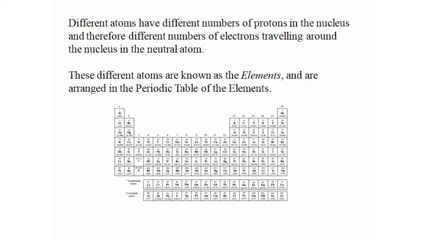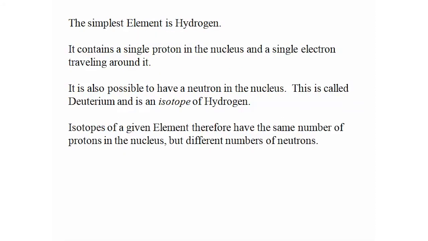Different atoms have different numbers of protons in the nucleus, and therefore a different number of electrons traveling around the nucleus if the atom has no net charge. These different atoms are known as the elements and are arranged in the periodic table of the elements. The simplest element is hydrogen. It contains a single proton in the nucleus and a single electron traveling around it.